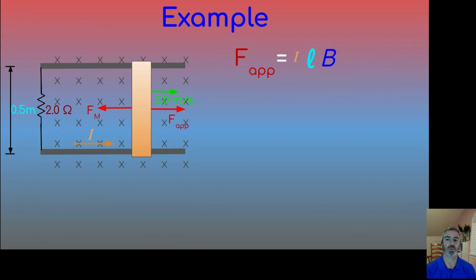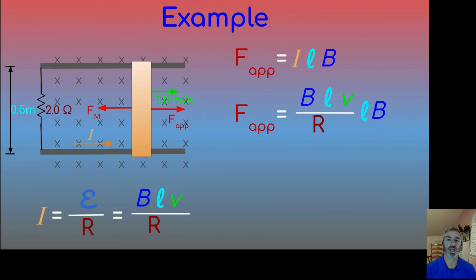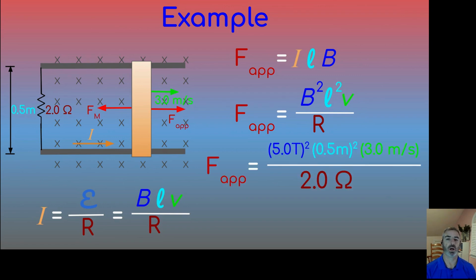So all we have to do is I times L times B, and for I, we're going to use Ohm's law, and we know that I is equal to the induced EMF divided by R, which is going to be BLV divided by R. So we can substitute that in for our current value, and then we can simplify our equation. We have L squared and B squared. When we simplify that, we can substitute all of our numbers in, and calculate and find that we have to apply 9.375 newtons of force in order to move this bar at a constant speed of 3 meters per second, and that's going to induce a current and an EMF in that circuit with our 2 ohm resistor.